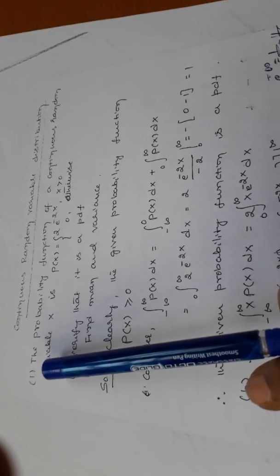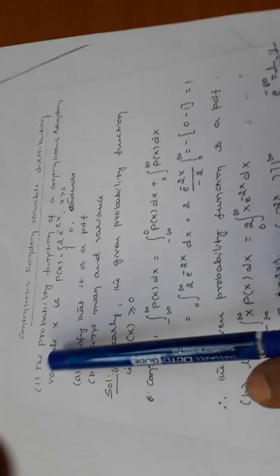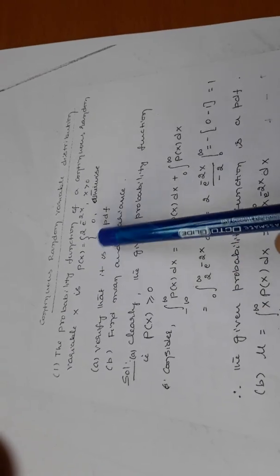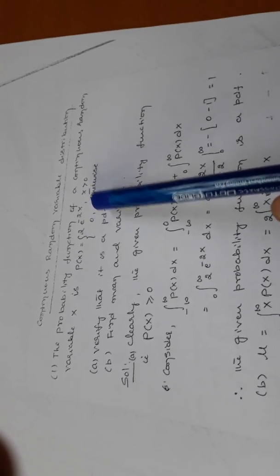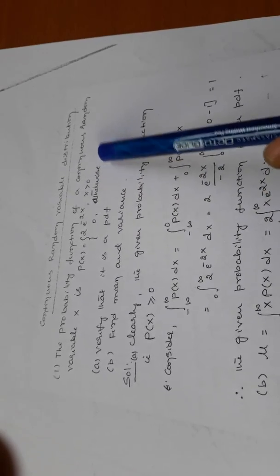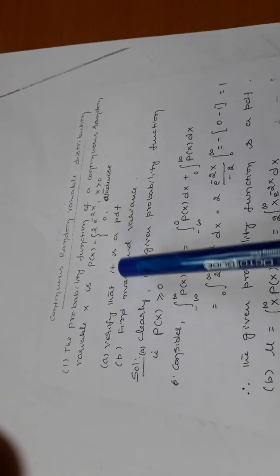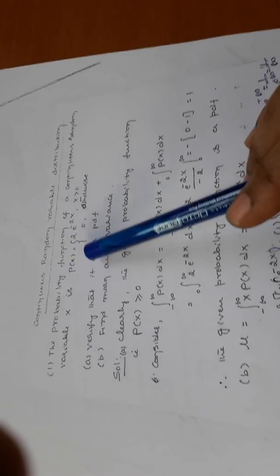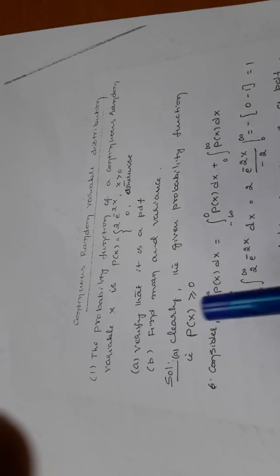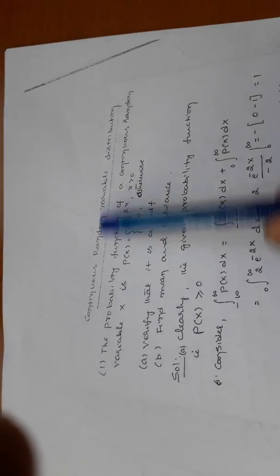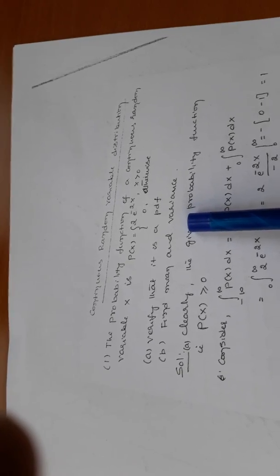The first problem is this: the probability function of a continuous random variable x is p of x equals 2 into e power of minus 2x for x greater than 0, and 0 otherwise. First, verify that it is a PDF, and also find the mean and variance. Now here, they have given that this probability function is continuous. I have to verify the PDF.